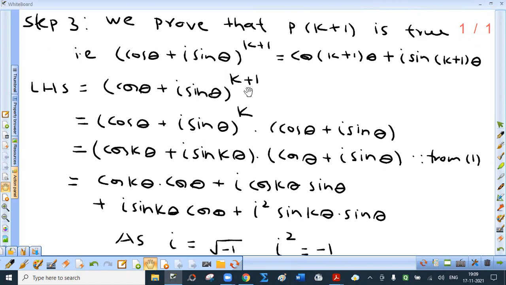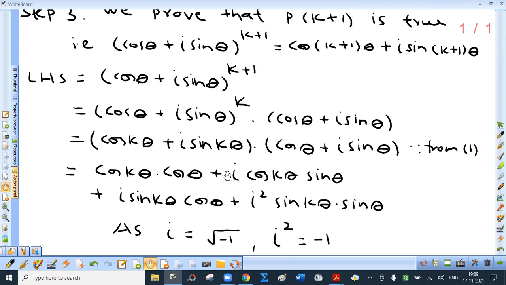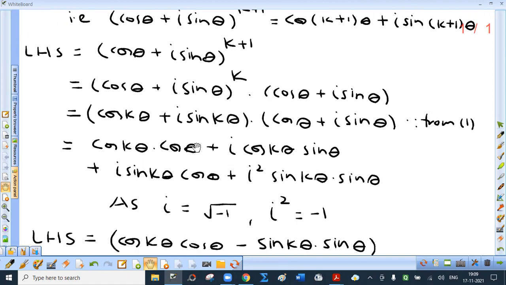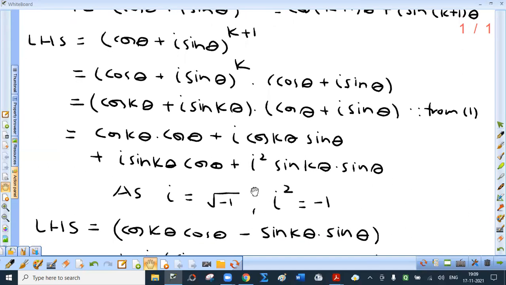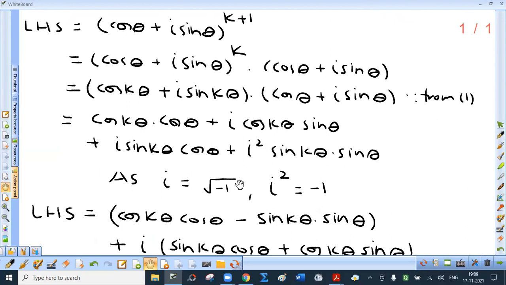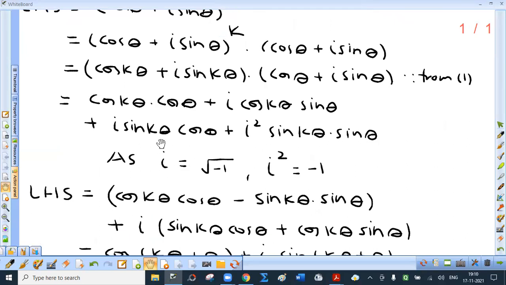LHS equal to, by laws of indices, raised to k plus 1 means raised to k into this. But (cos theta plus i sin theta) raised to k from 1 is what? Cos k theta plus i sin k theta. Open the brackets, you get 4 terms. As i equal to root of minus 1, i square is minus 1. So which is the real part? Cos k theta cos theta minus sin k theta sin theta. Take i common to get in bracket sin k theta cos theta plus cos k theta sin theta.